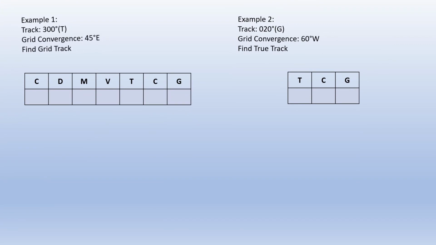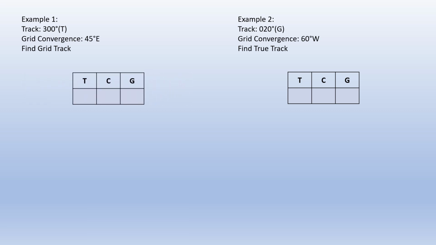Example 1. Track 300 degrees true. Grid convergence 45 degree east. Find grid track. We will only need the last 3 columns of the table to answer this question. Next, insert the table with the appropriate value. 45 degrees east is equal to plus 45. Since we are calculating in the same direction as the general calculation direction, grid track is equal to 300 plus 45. Grid track is 345 degrees.